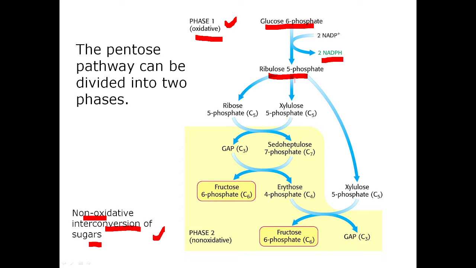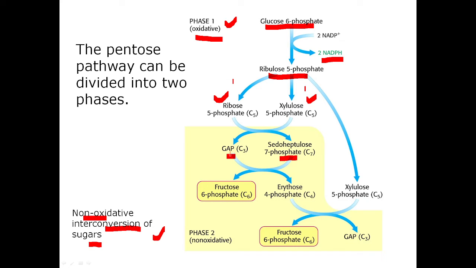Then this ribulose 5-phosphate can get converted into xylulose 5-phosphate or ribose 5-phosphate, and ribose 5-phosphate and xylulose 5-phosphate combine, and we get glyceraldehyde 3-phosphate and sedoheptulose 7-phosphate. Ribose 5-phosphate is an aldose sugar. Xylulose 5-phosphate is a ketose sugar. They combine together, and we get glyceraldehyde 3-phosphate and sedoheptulose 7-phosphate.